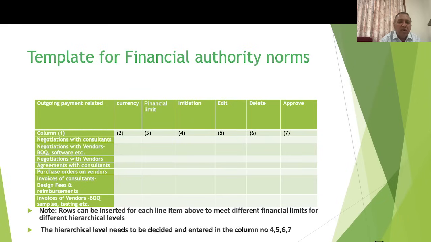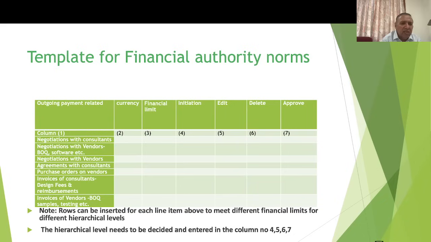So who will do these negotiations with the consultant for the scope of the work, for the deliverables, and for the fees? This is also a financial document. Negotiation with the vendors for the BOQ samples or the softwares, etc. Here also the limits need to be set up, and columns number 4, 5, 6, 7 indicate who can initiate, who can edit, who can delete, and who can approve, considering the SOD concepts. Negotiation with the vendors.